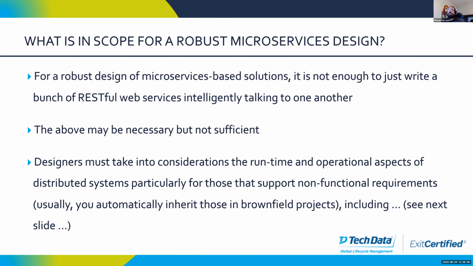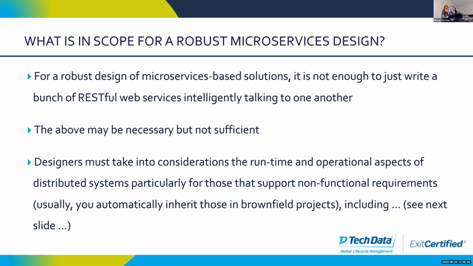So just to rehash this, scoping is super important, right? It's not enough just to write a bunch of RESTful web services talking to each other, right? You have to take into consideration the runtime and operational aspects of a distributed system, especially around things like scalability, reliability, high availability. All of the ilities need to be considered for a robust microservice design.